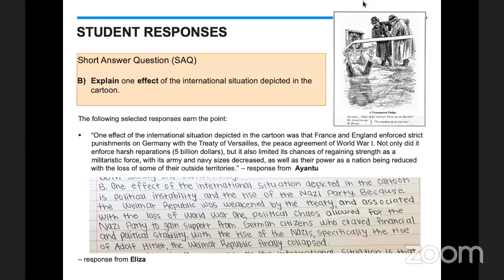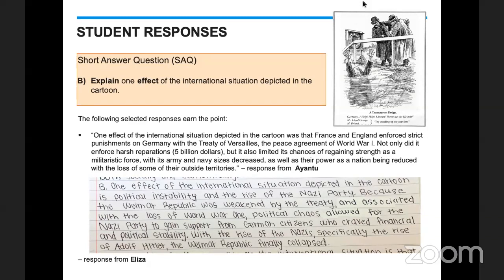Depicted in the cartoon was that France and England enforced strict punishments on Germany with the Treaty of Versailles, the peace agreement of World War I. Not only did it enforce harsh reparations, $5 billion, but it also limited its chances of regaining strength as a militaristic force, with its army and navy sizes decreased, as well as their power as a nation being reduced with the loss of some of their outside territories. That's the response from Ayantu. So has Ayantu given us an effect, and has it been explained? That is the how, why, or because. And yes, Ayantu has done a really good job.